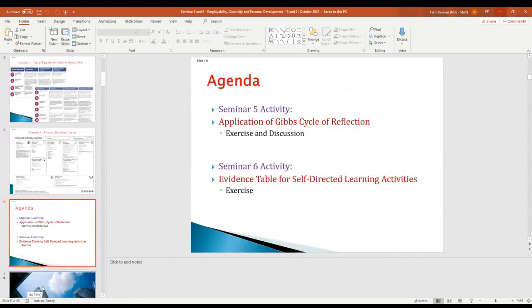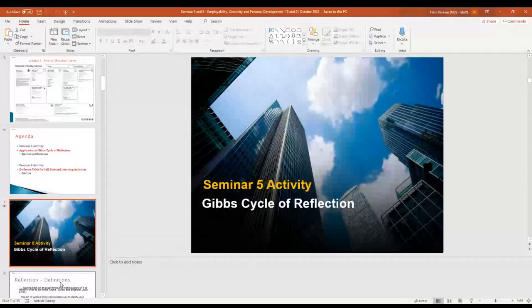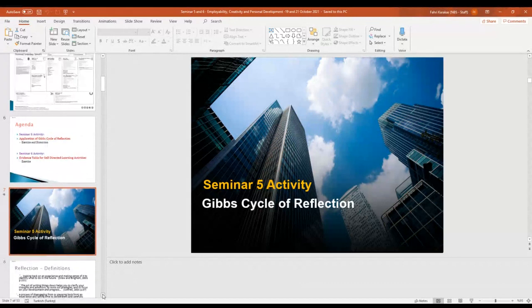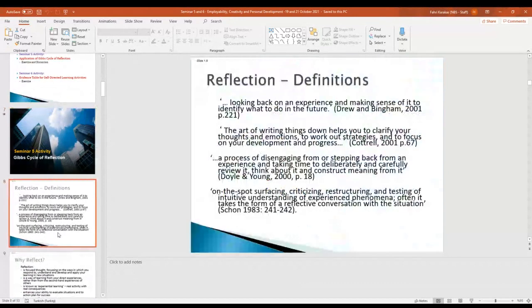So today we continue with activities 5 and 6. Seminar activity 5 is the Gibbs Cycle of Reflection, and seminar activity 6 is the evidence table for self-directed learning. Let's get started. Let's start with the Gibbs Cycle of Reflection. Why do we do the Gibbs Cycle?